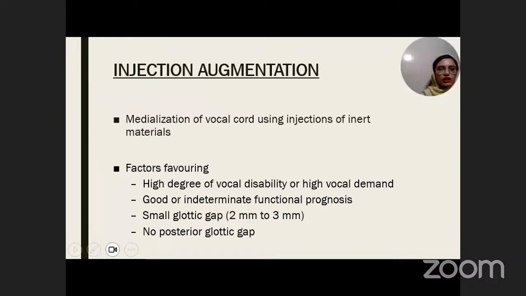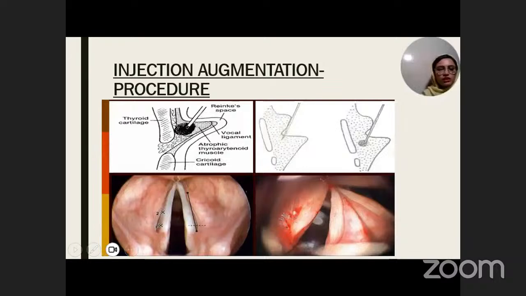Injection augmentation. It is done in cases where there is a high degree of vocal disability or high vocal demand, good or indeterminate functional prognosis, and a small glottic gap, that is 2 mm to 3 mm, and there is no posterior glottic gap. In this case, we do medialization of the vocal cords using injection of inert materials. Here is the procedure. The first injection is injected at the level of the posterolateral angle of the middle third of the vocal cord, 2.5 mm lateral to the vocal cord margin. The second injection is given at the anterolateral angle till both vocal cords meet.